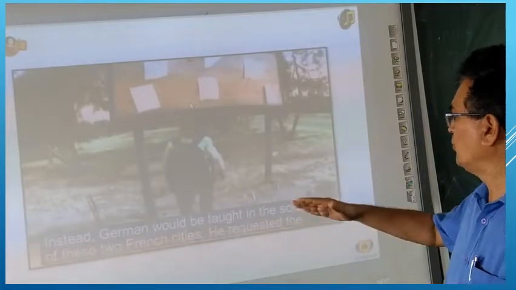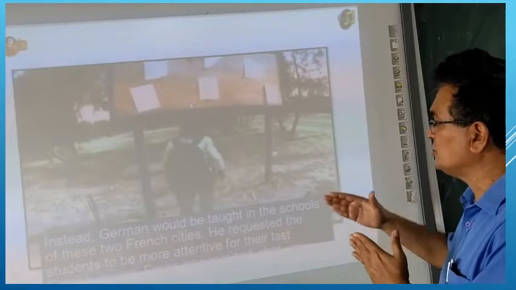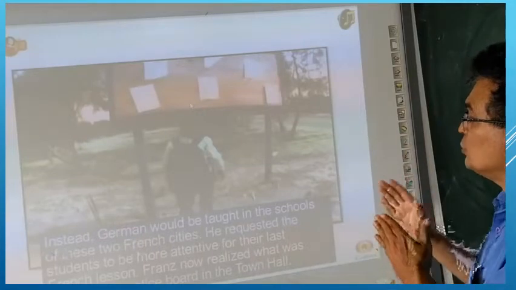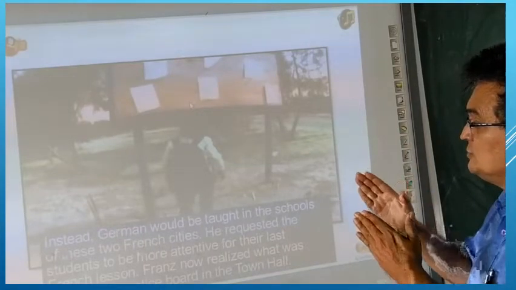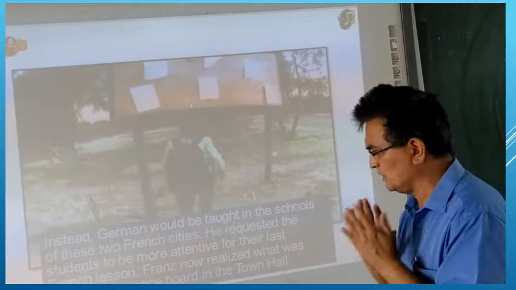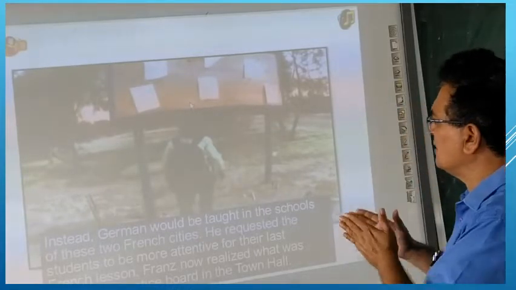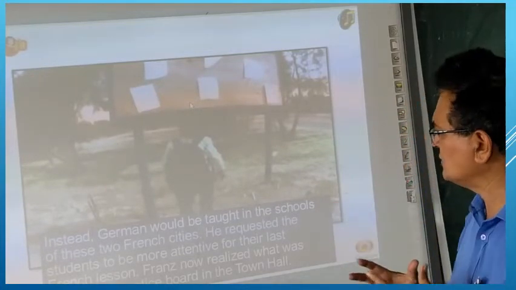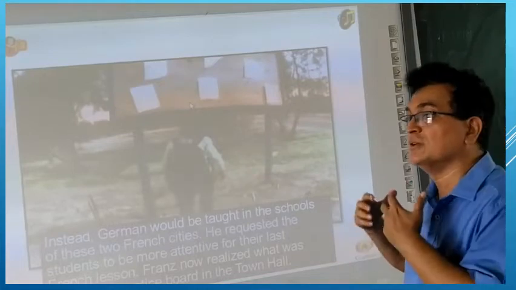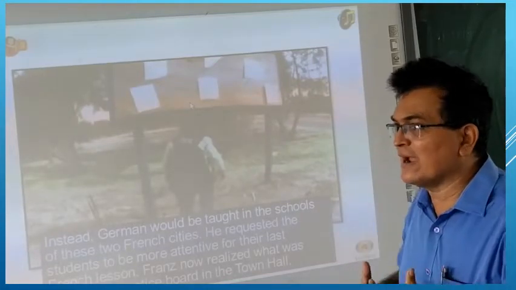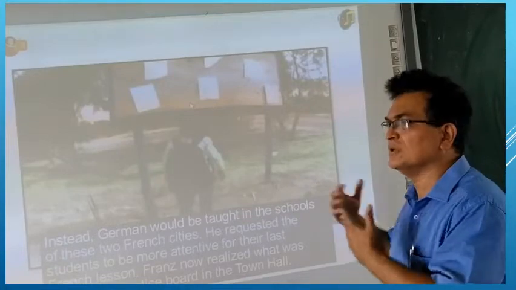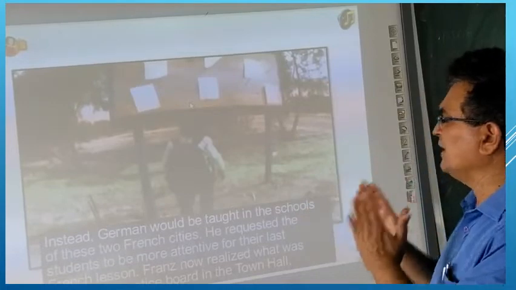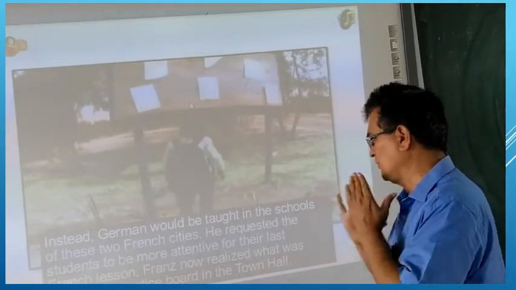Now instead, German would be taught in the schools of these two French provinces. Here we can see the imposition of the German language on French-speaking people. So this is the best example of linguistic chauvinism. Linguistic chauvinism refers to pride in one's language. One feels that his language is superior to others' languages. And here, French people are the victims of linguistic chauvinism.